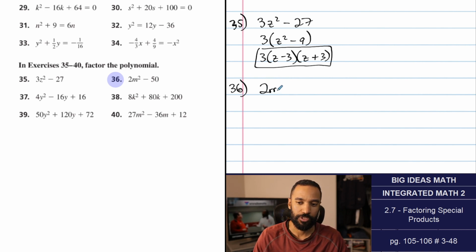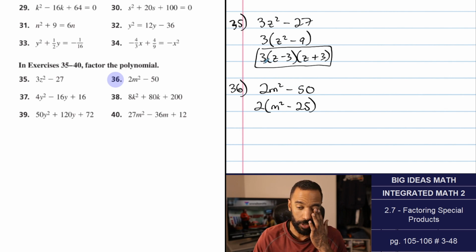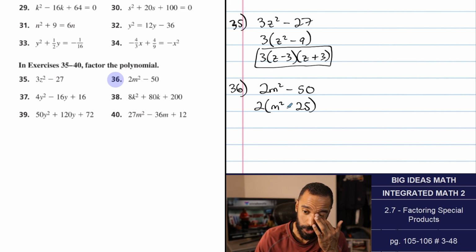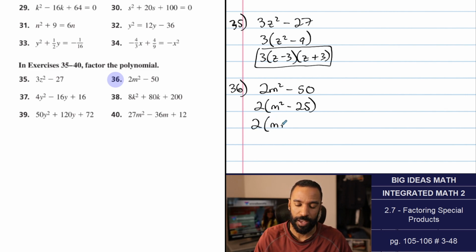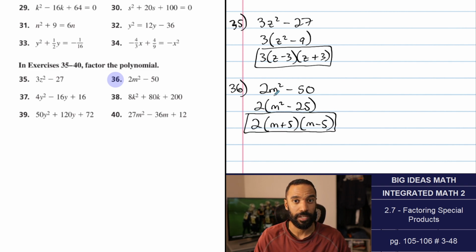Number 36, we have 2m squared minus 50. 2 is a GCF here that leads you to m squared minus 25. What didn't initially look like a difference of two squares is indeed one, m squared minus 5 squared. So this factors into m plus 5 times m minus 5. Keep in mind, your factored bit needs to still stay on the outside of this thing.